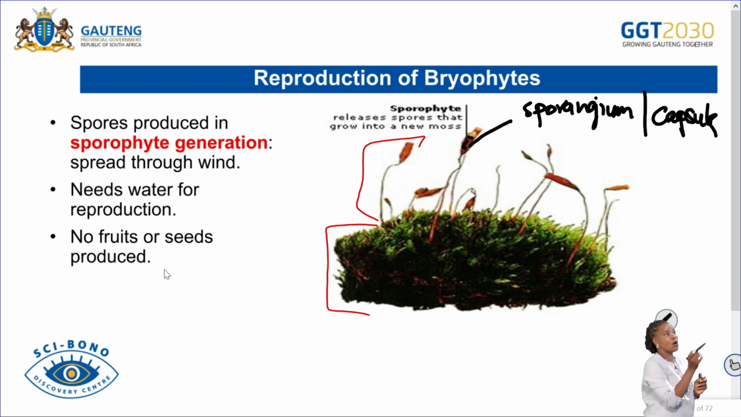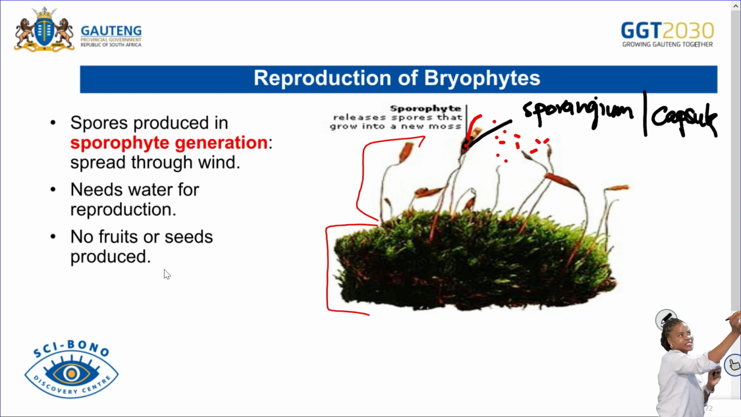So what is happening now, when these spores which are inside the sporangium or capsule mature, the sporangium ruptures, and then the calyptra or the operculum opens up, and then what is going to happen with the spores? The spores will be released, and when they are released, they will be dispersed by what? By wind. In other words, these spores will now end up where? On the substrate. So what is going to happen? These spores are now going to do what?